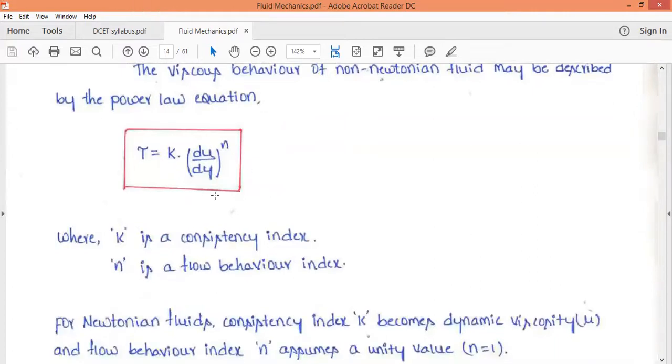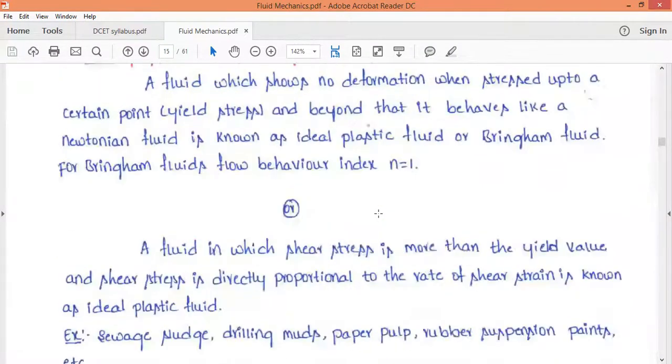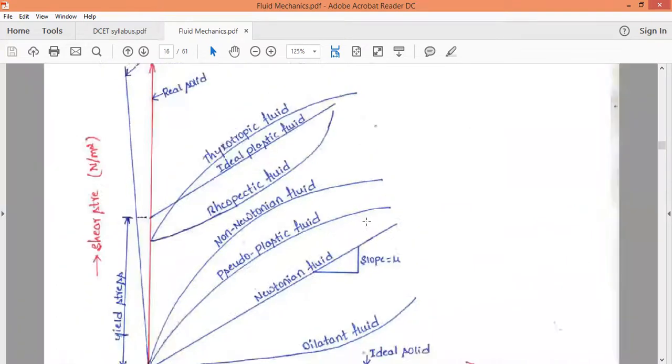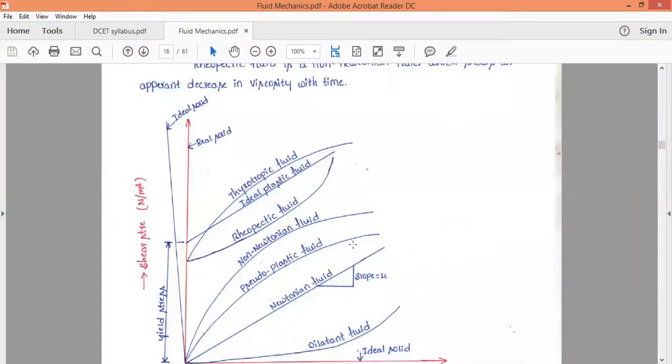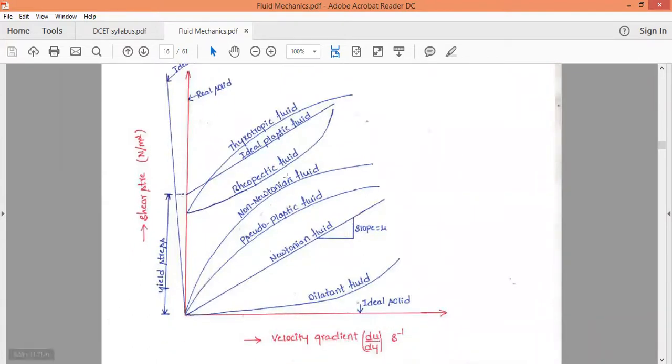For Newtonian fluids, the value of n, that is the flow behavior index, is equal to 1, and the value of k, the consistency index, is equal to viscosity mu. So this graph gives us the variation of viscosity with the shear stress for the different fluids.